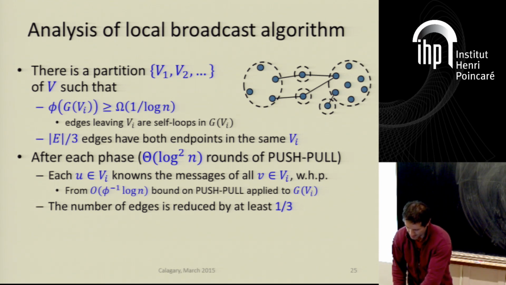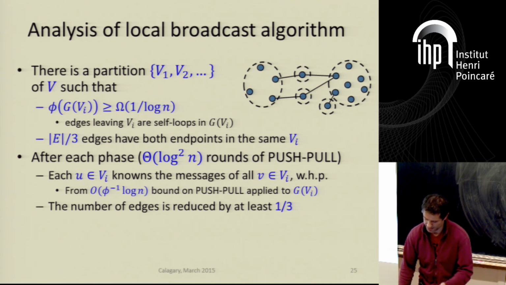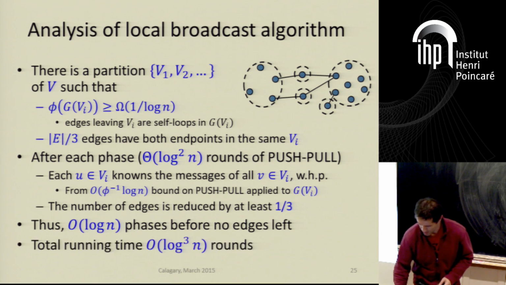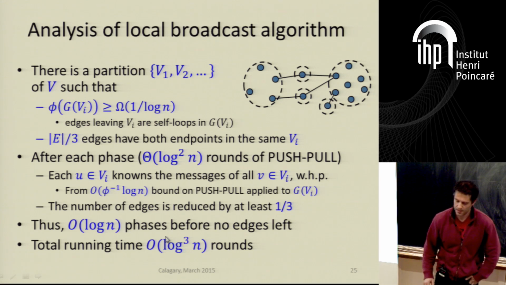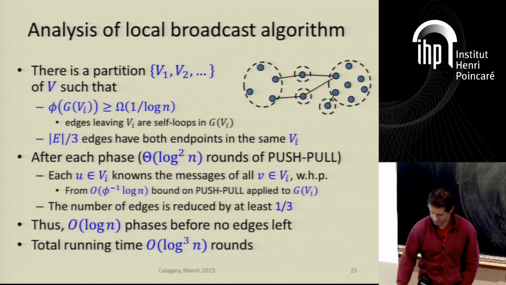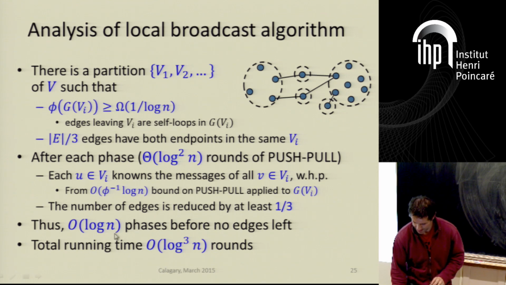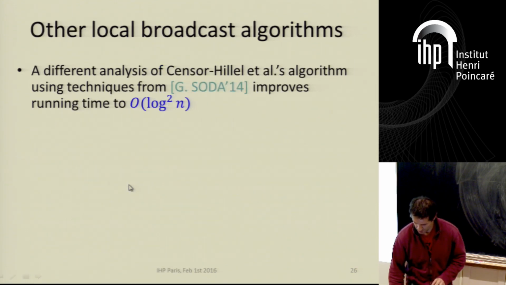Since the number of edges drops by a constant factor in each phase, we need at most a logarithmic number of phases. So in total, we need this times this: log cube n rounds. So this is the intuition, and as I said, this uses the bound that we showed before.